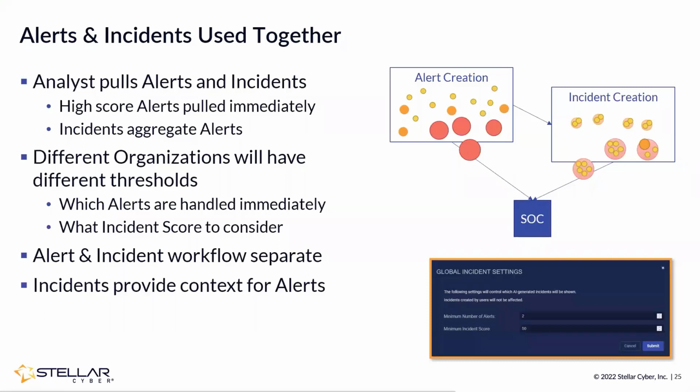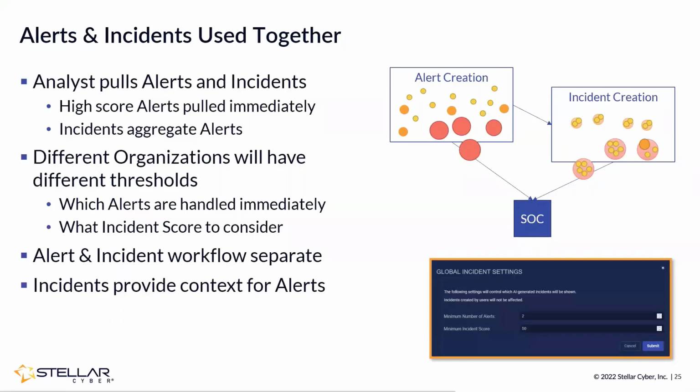Let me give you an example. I was working with a customer and they had their threshold for what constituted a critical alert set to a value, let's say 40. And they did a pen test that generated over 300 alerts, but no individual alert was above their threshold. However, the incident score was in the 90s because all these little itty bitty alerts made a big score incident. Incidents aggregate alerts.